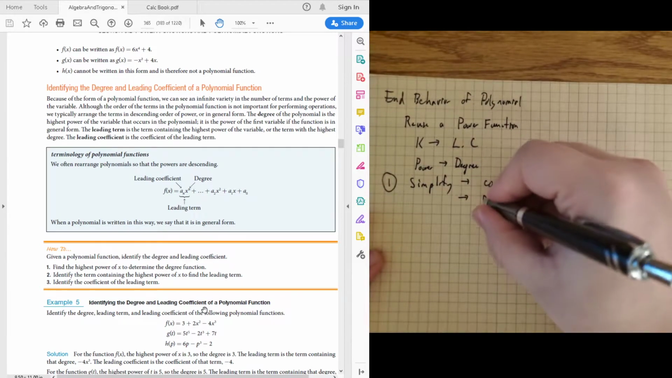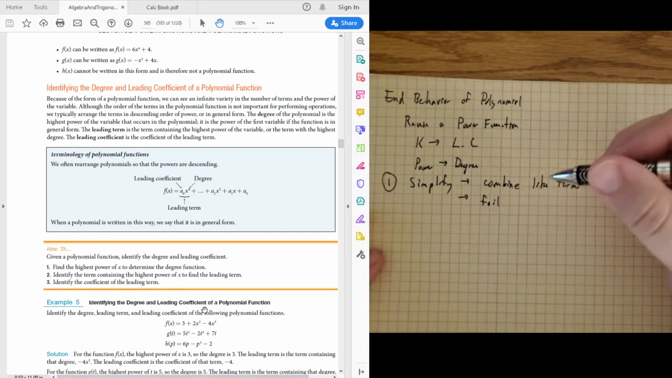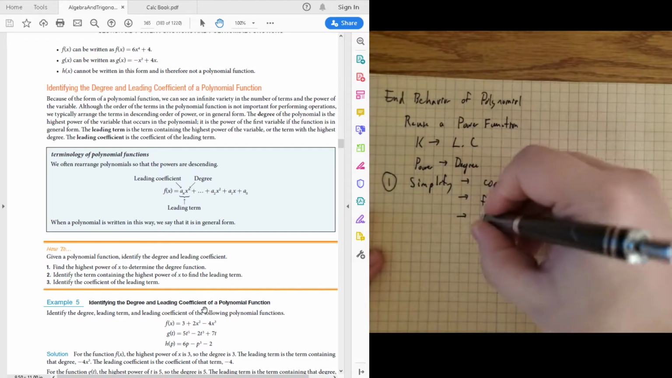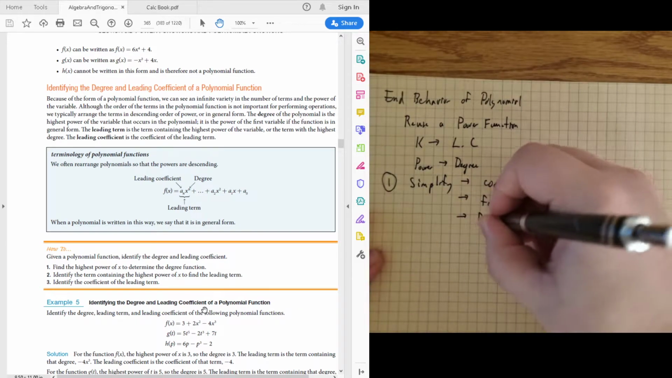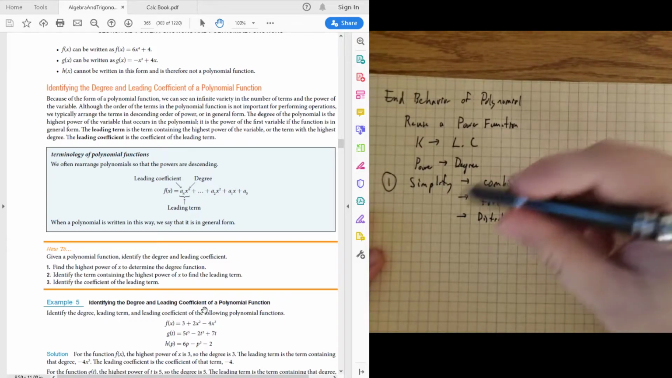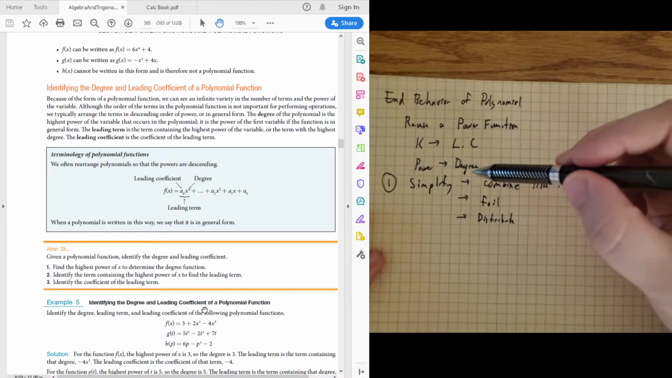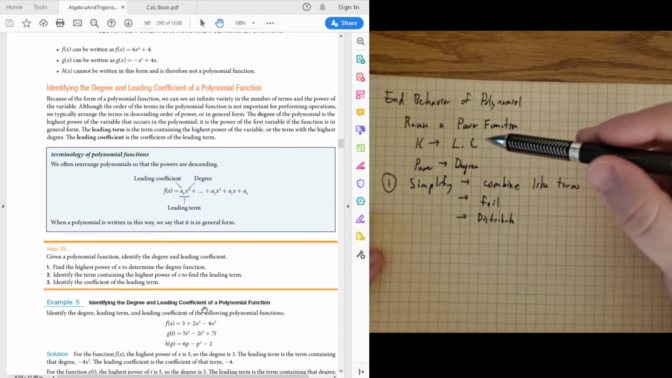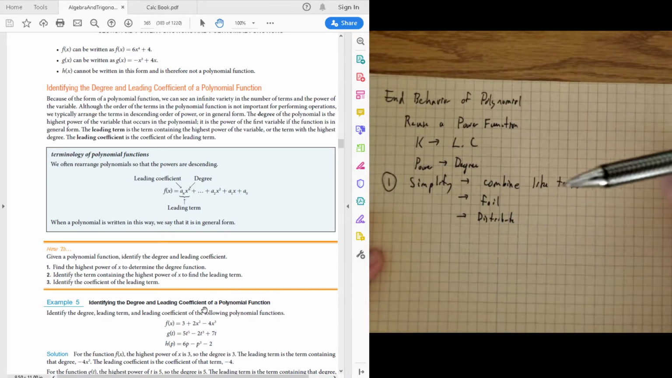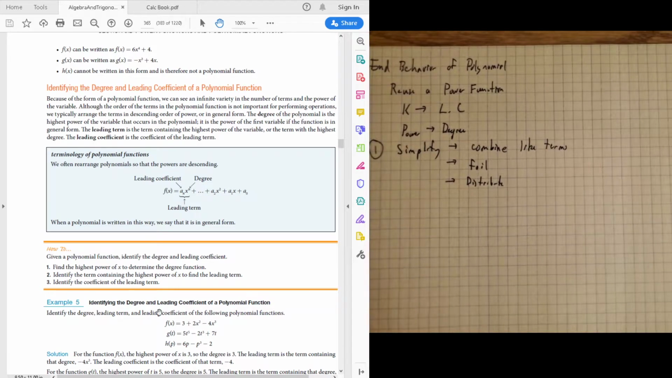Other things you might be able to do: you might have to FOIL. If there's something being squared, you may have to FOIL it out. And you may have to distribute if there's a parentheses. You need to be able to do these 3 steps, because you cannot tell me the degree unless it's simplified. You cannot tell me the leading coefficient unless it's simplified. And so for many examples, the biggest difficulty is going to be what form it is in right now, so I can actually answer that piece.